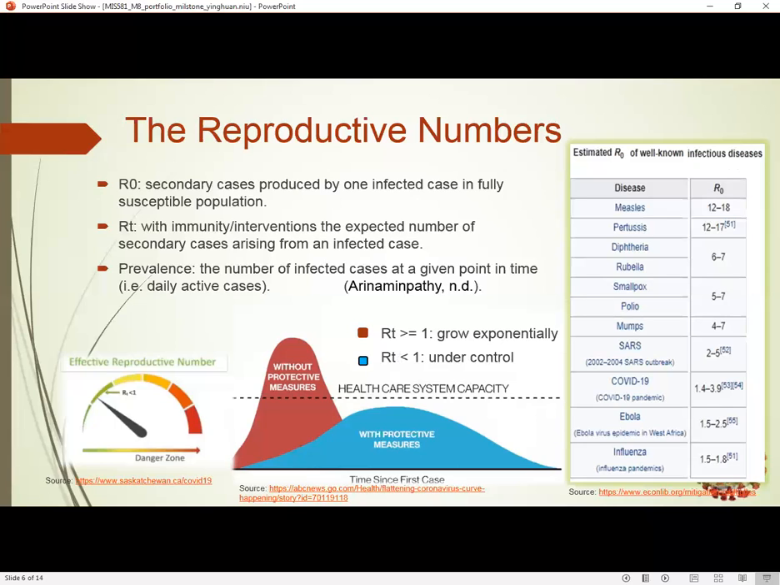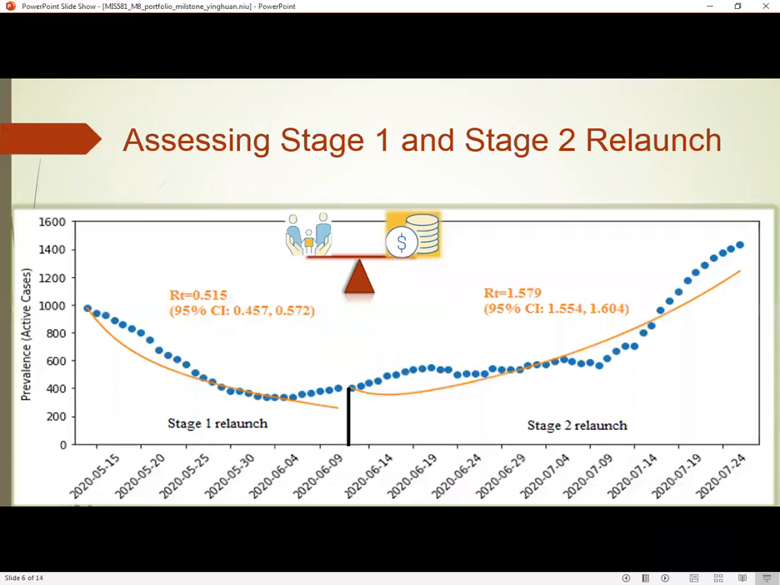Now we have seen that RT can be used to assess the effectiveness of public health measures. Let's move on to the relaunch period to see how we did during the stage 1 and stage 2 period.